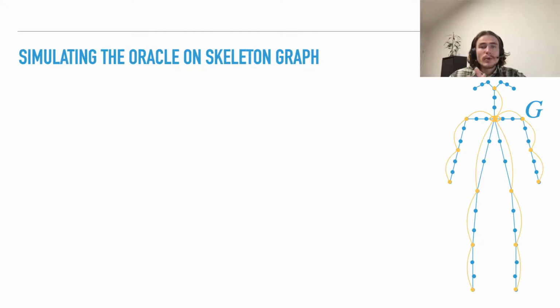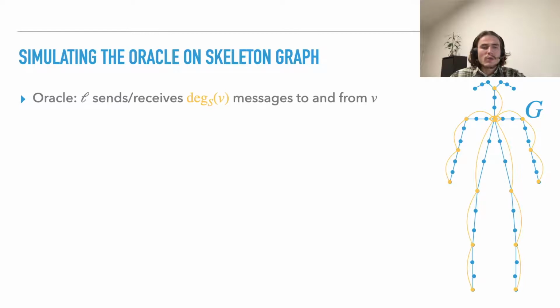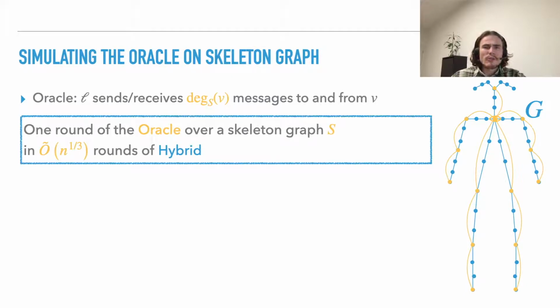So the more interesting model we can simulate on the skeleton graph is the oracle. Recall that in this model, on each round, there is a node which sends and receives to and from each node v deg(v) messages. We show how to simulate one round of the oracle over the skeleton graph in roughly Õ(√n) rounds.